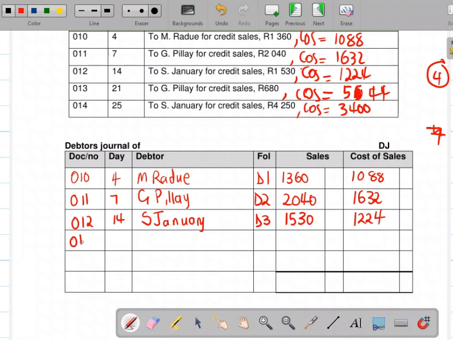The next transaction is for day 21. The source document is triplicate invoice number for day 21. So the debtor is already appearing in the books. Yes, debtor number 2. Then the sales amount is 608. The cost of sales is 544.